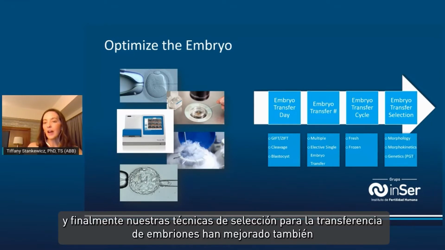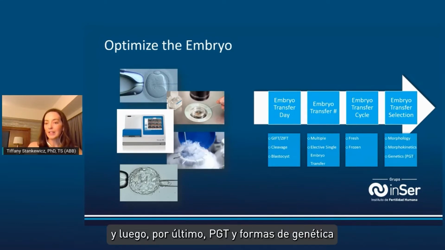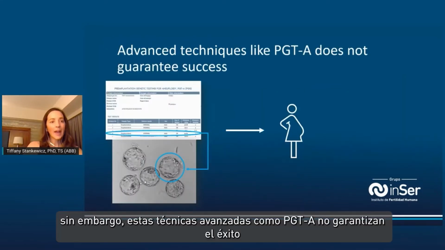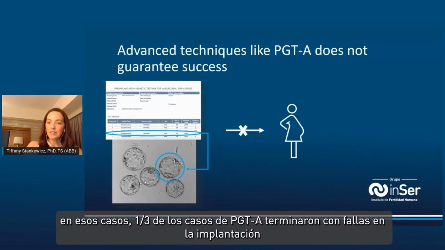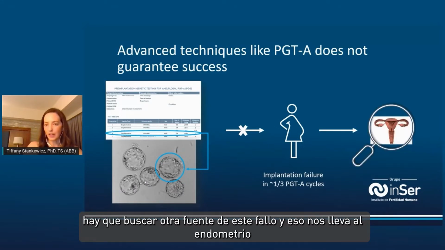And then lastly, our embryo transfer selection techniques have also improved, starting with morphology, then moving to morphokinetics, and then lastly, PGT and forms of genetics. However, these advanced techniques like PGTA do not guarantee success. In those cases, approximately 1/3 of PGTA cases end in implantation failure. We must look for another source of this failure, and that leads us to the endometrium.